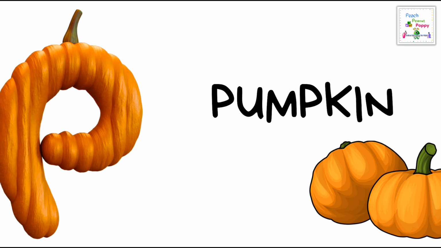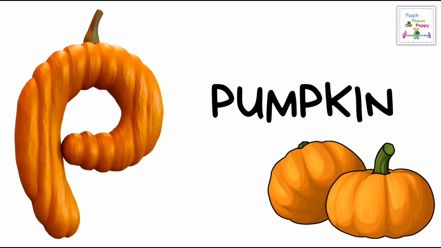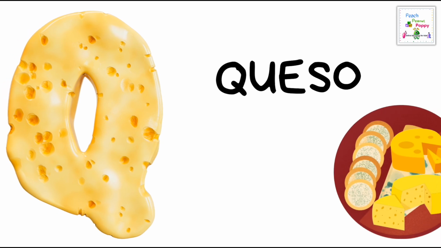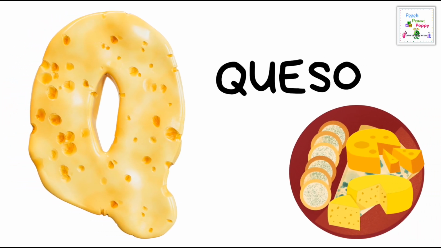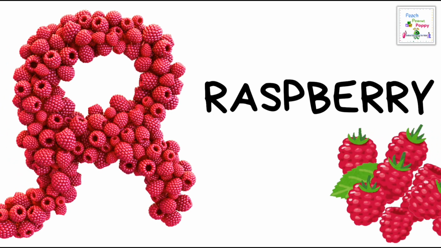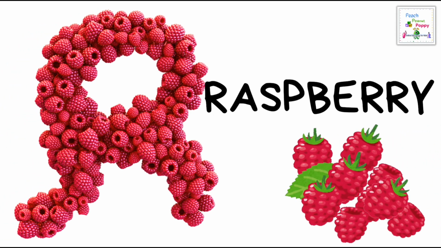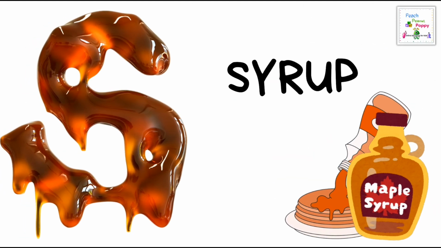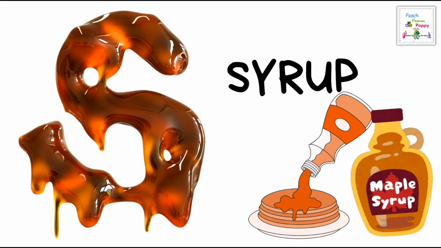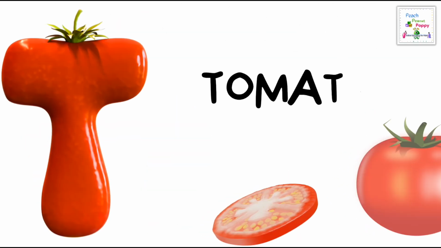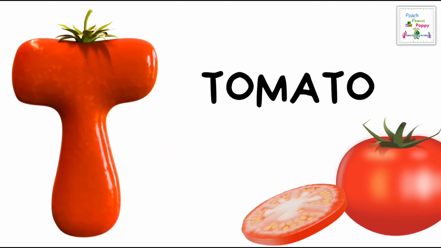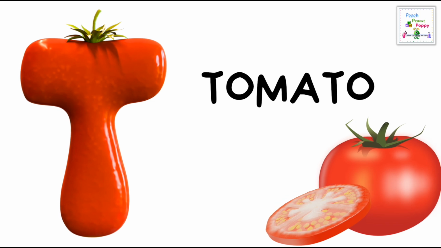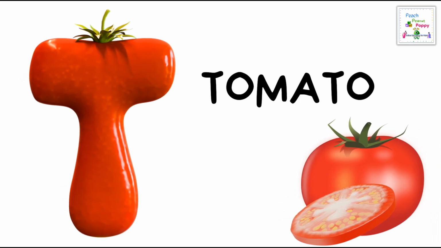P for pumpkin. Pumpkin. Q for queso. Queso. R for raspberry. Raspberry. S for syrup. Syrup. T for tomato, which can also be pronounced as tomato. Tomato or tomato.